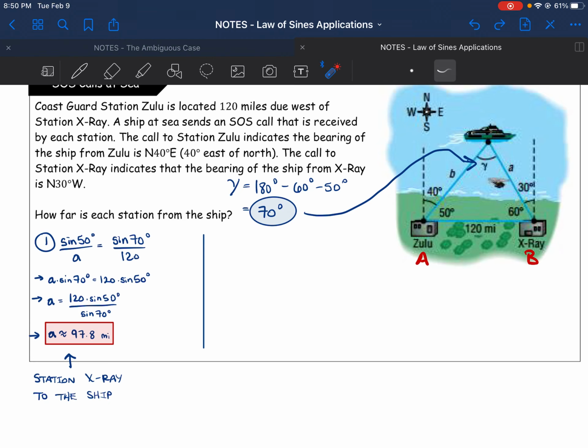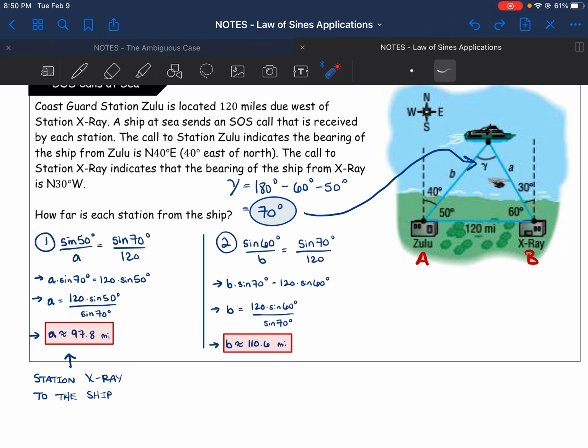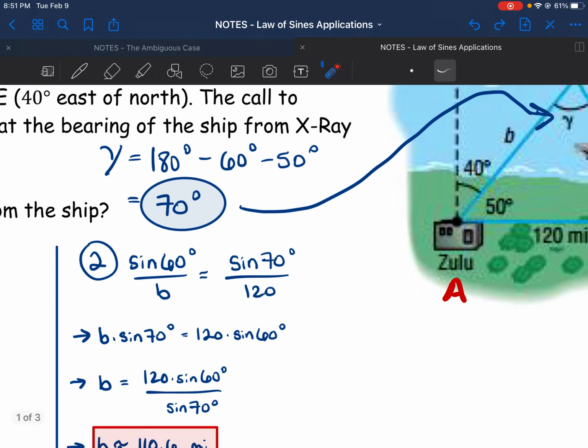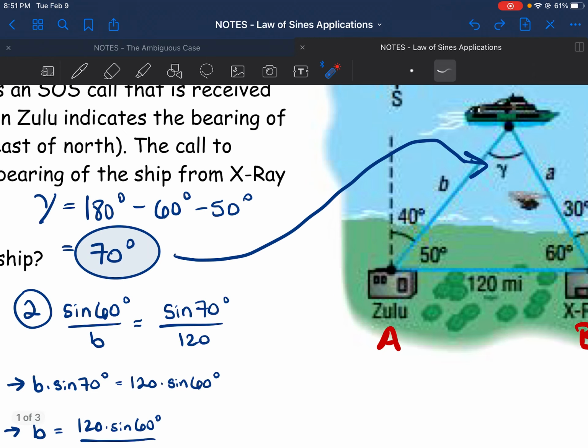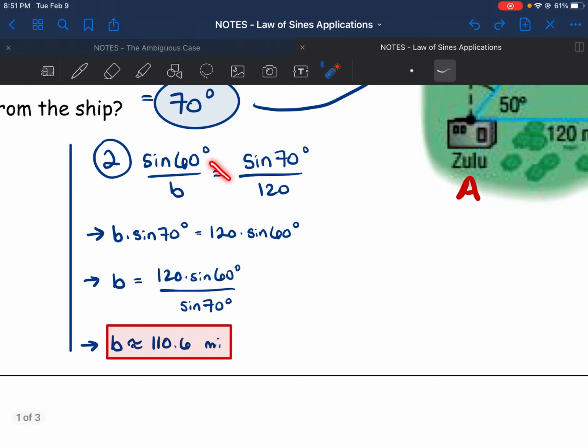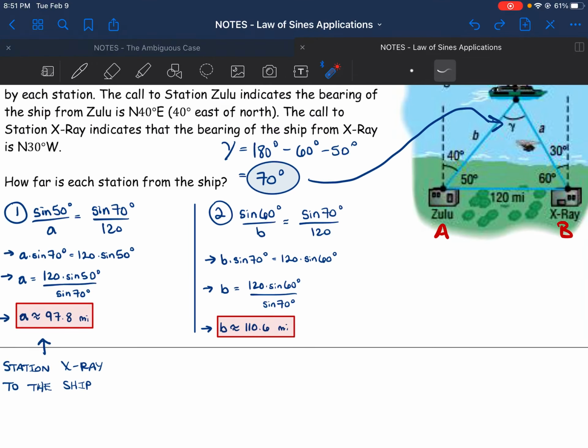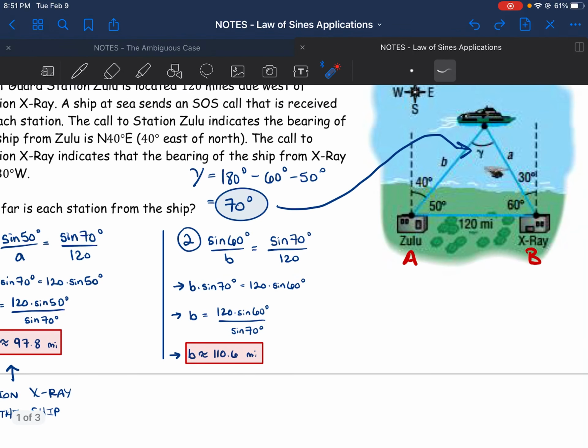So next we want to find the distance from the ship to Station Zulu. So again, we're going to use the law of sines. We want to find side B here, so we'll do sine of 60 degrees divided by side B equals the sine of 70 degrees divided by 120. And the same deal, we're going to go ahead and cross multiply. We get B times sine of 70 degrees equals 120 times the sine of 60 degrees. Then we divide both sides by the sine of 70 degrees, and we get that B is approximately 110.6 miles. And again, B is the distance from Station Zulu to the ship.